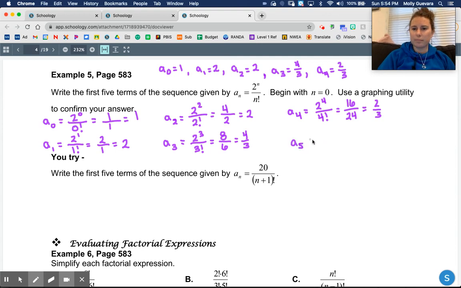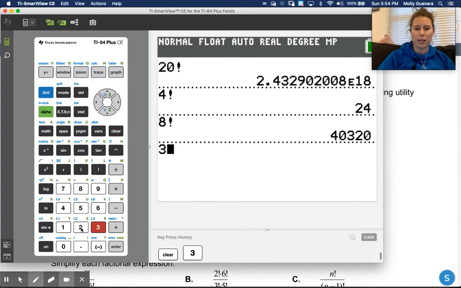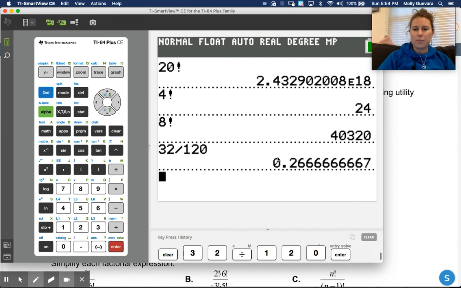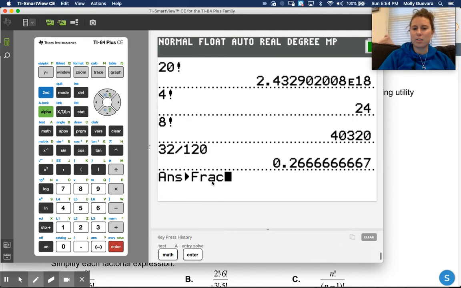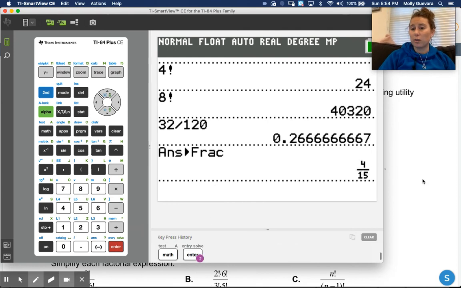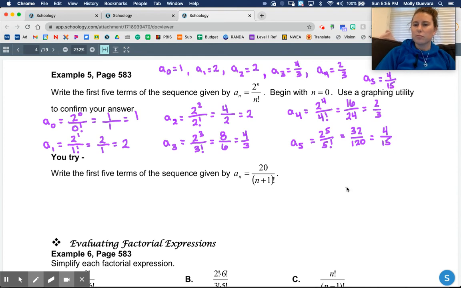And then my fifth term, 2 to the 5th over 5 factorial. 2 to the 5th is 32 over 5 factorial is 120. Now, when you get to something like this and it takes forever to reduce it, you can always reduce it on your calculator. 32 divided by 120 gives you a crazy decimal. Then if you go into math, your first option is fraction. Hit enter. You're saying, I want to take this decimal answer and turn it into a fraction, and it will reduce it for you. So this is 4 over 15. So then your fifth term is 4 over 15. Hopefully that makes sense how you can do that on your calculator.